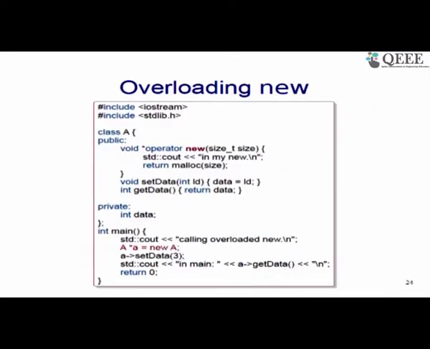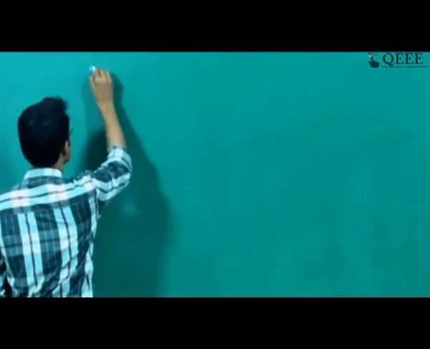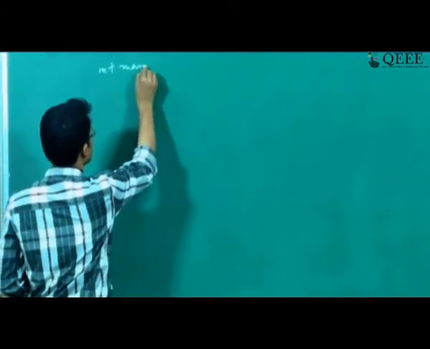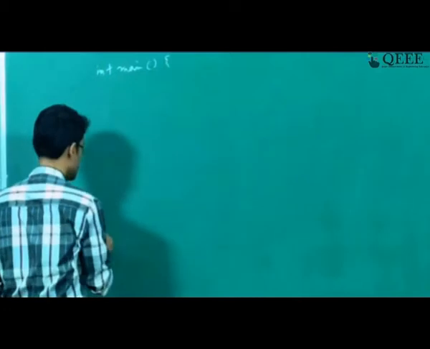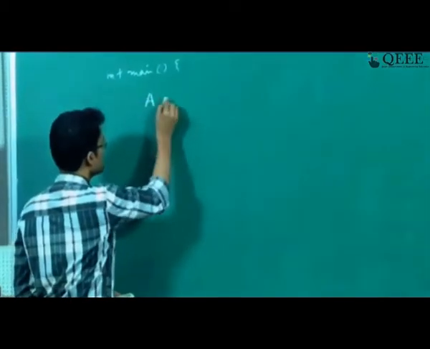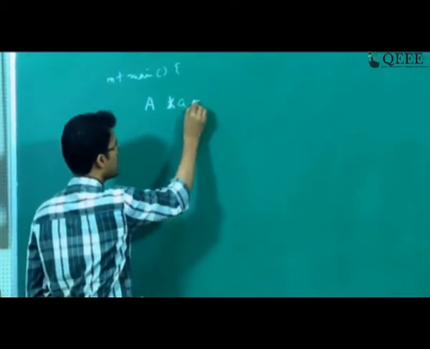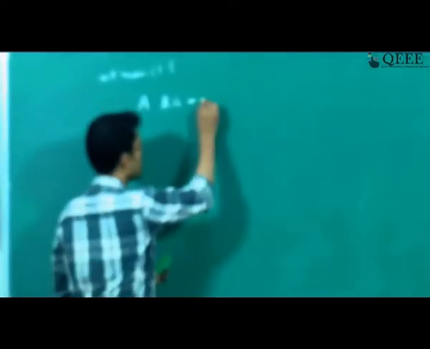So we have an example here on slide number 24, and in the interest of time, I'll write down important aspects of this code on the board. So the main looks like this. There is a type A and I am defining a pointer to that type. And why do I need a pointer now? Because I am talking about new, right. So new returns a pointer.